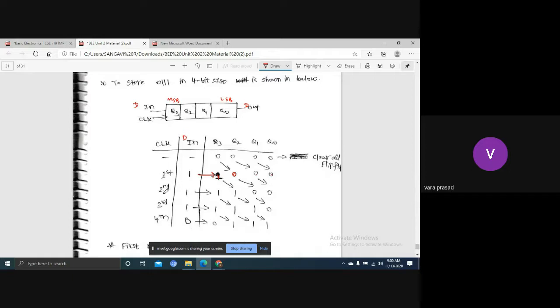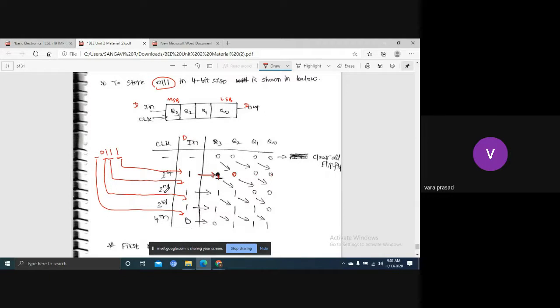Similarly, for the second clock pulse I apply 1. We need to store 0, 1, 1, 1 here, so first I applied this bit, and next I am going to apply the next one. Now, for the first clock pulse, 1, 0, 0, 0 is stored: Q3 has 1, Q2 has 0, Q1 has 0, and Q0 has 0. Is it correct or not?